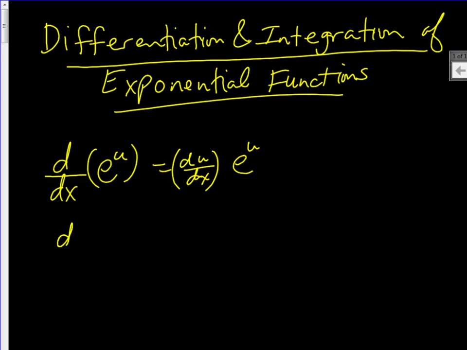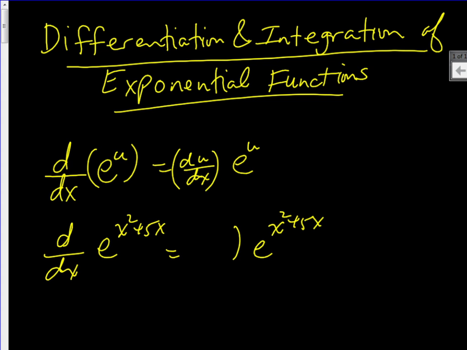For example, the derivative with respect to x of e to the x squared plus 5x is e to the x squared plus 5x times the derivative of that exponent, 2x plus 5. That's the derivative of that. Let's try another one.